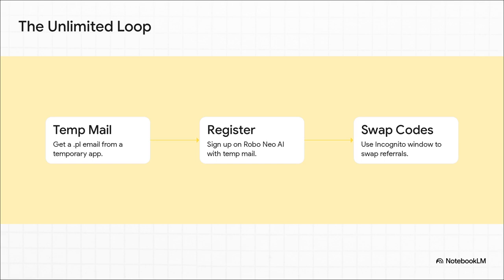Step 2. Use that temporary email to register a brand new account on a platform called Kling AI and just solve their quick puzzle to get verified. Now, step 3 is where the magic happens. Copy your new account's referral code, open up an incognito window, create a second account with a new temp email, and simply swap the referral codes between the two accounts. By just doing that quick swap between your main window and your incognito window, boom! Both accounts are instantly loaded with over 120 generation credits.